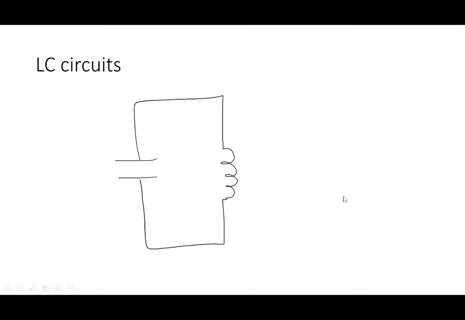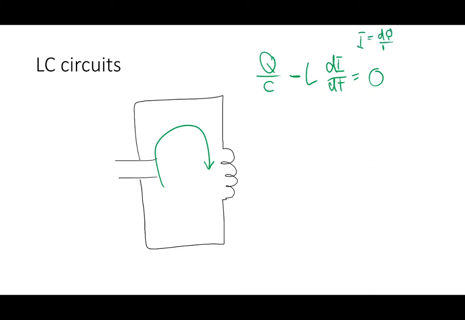So quantitatively, you can picture it like this. If you go through the loop like that, you can write that you have some kind of charge on your capacitor, Q over C, giving you the voltage, minus L dI/dt equals 0. That's the loop. But because we know I is dQ/dt, we can write this as Q/C minus L times the second derivative of Q. So we have a second order differential equation.